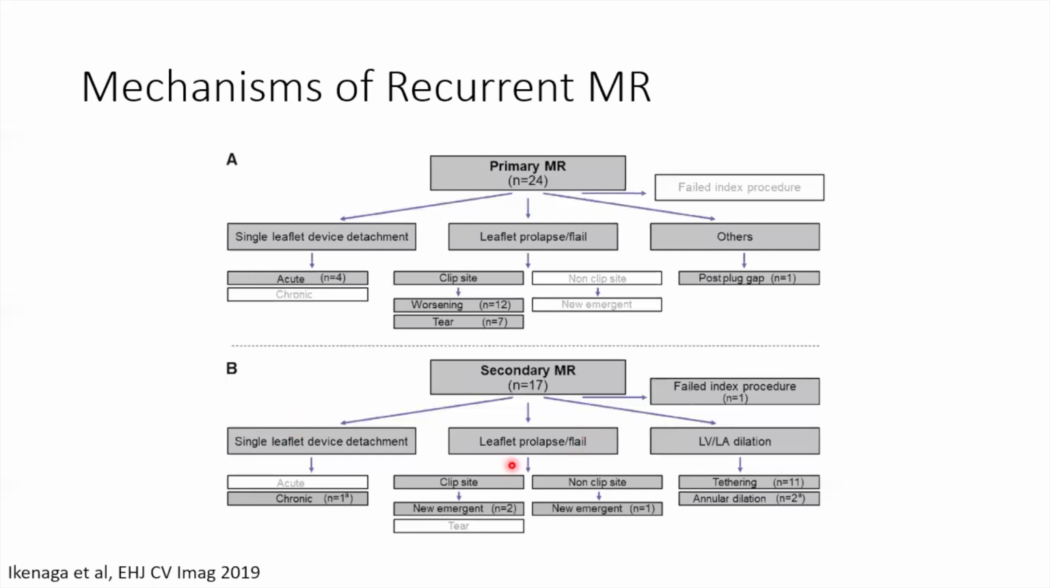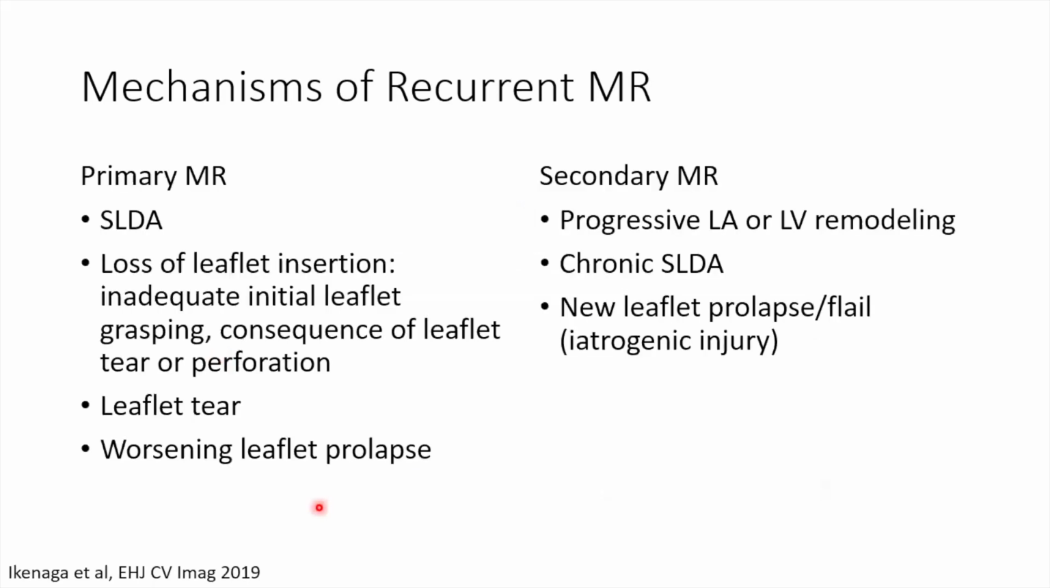This study basically showed very similarly when they differentiate between primary MR and secondary MR. Interestingly, in secondary MR, in one patient actually, they developed SLDA because it dilated so much that the leaflet just came out of the clip. So in terms of mechanisms of recurrent MR, what is known is that in primary MR, they're more likely to develop SLDA, loss of leaflet insertion, leaflet tearing or worsening prolapse. Whereas secondary MR, it really comes back to the initial pathology of the MR. Progressive LA and LV remodeling is actually the most common reason for them to have recurrent MR, in which case they may develop tears or SLDA as a result of that.